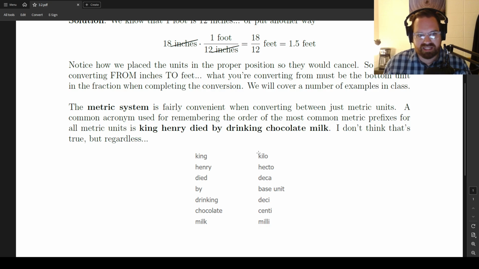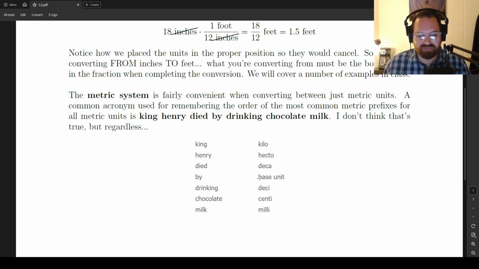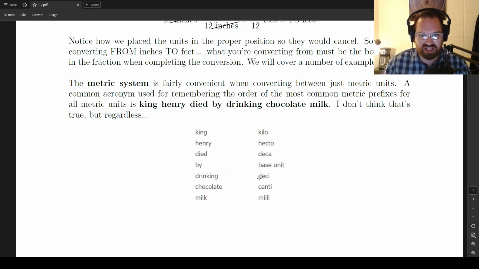So again, I don't know if King Henry actually died by drinking chocolate milk, but regardless, it's a good, helpful tool for remembering conversions. And again, we're going to work through multiple examples of this here in just a second. So let's actually jump into some notes. We'll go to the Blackboard here.